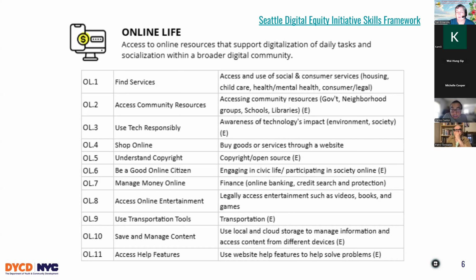So the first one is find services. So we have access and use social consumer services, housing, childcare, health, mental health, consumer, legal. How did people find your class, right? Was that an online thing that they could find you online? They could locate you and come to see you. They maybe could look at your hours on your website.